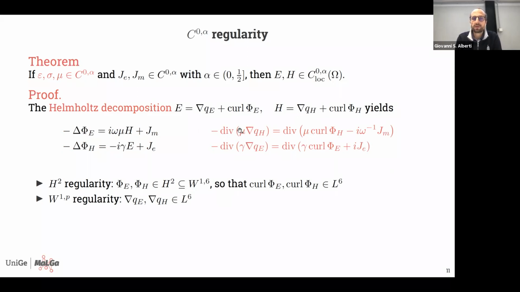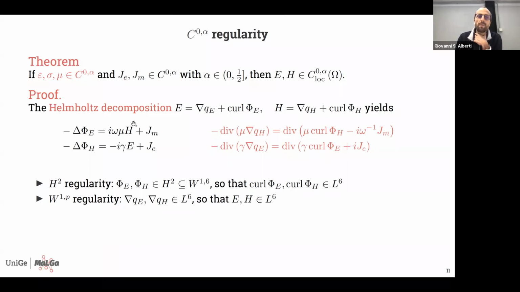And we can do that because mu and gamma are C0 alpha. So this is allowed. And basically, if these guys are in L6, automatically you get the gradients of the solutions, so gradient of QH and gradient of QE in L6 as well. So this is an additional step, which allows me to conclude that E and H are in L6 as well, because both the gradient of QE and the gradient of QH are in L6 thanks to this, and the curl of phi E and the curl of phi H are in L6 because of the first step.